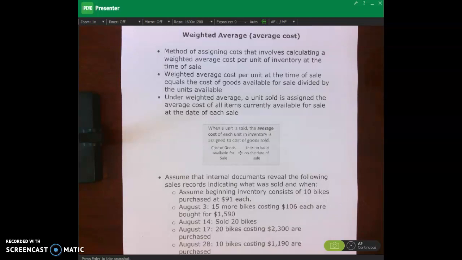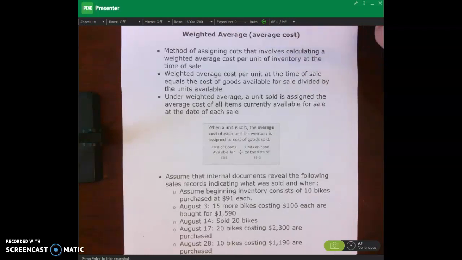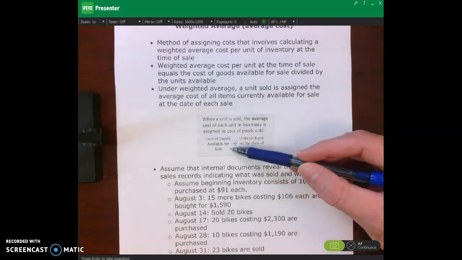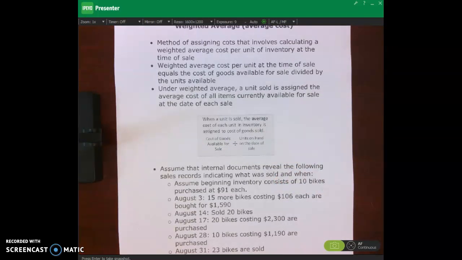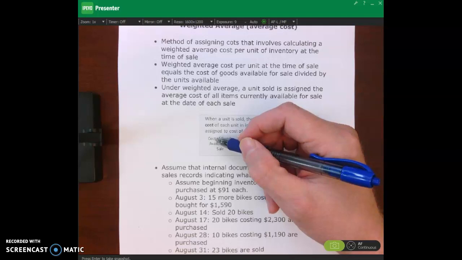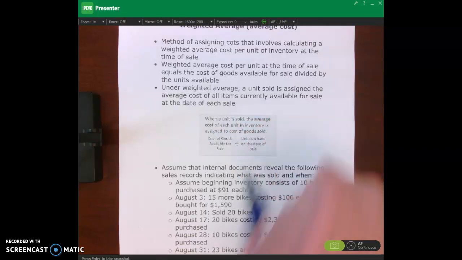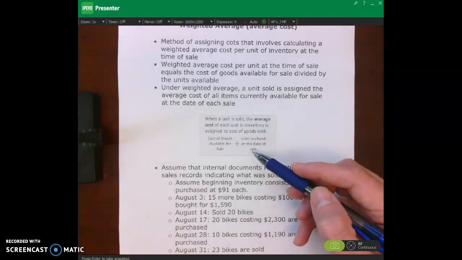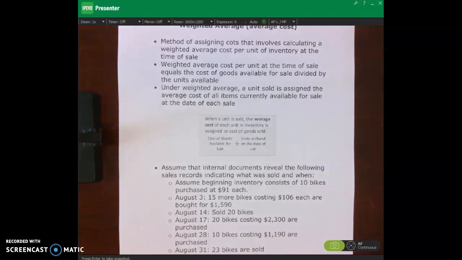So if we look over here at the weighted average, we've talked about specific identification, LIFO and FIFO, and weighted average is our final inventory costing method. What we're going to do with weighted average is figure out, each time we make a sale, the weighted average cost per unit. So how do we do that? Well, we figure out the total cost of the goods that we have on hand to sell, the cost of all the inventory on hand, divided by the number of units we have on hand, and that gives us the average, right? Total cost divided by total units gives us the average.